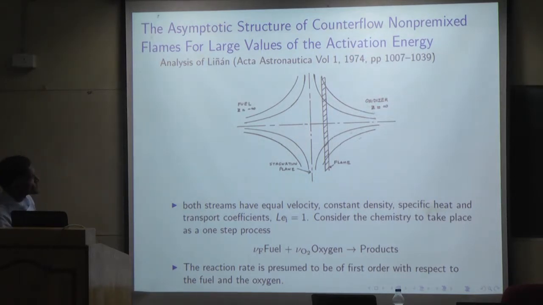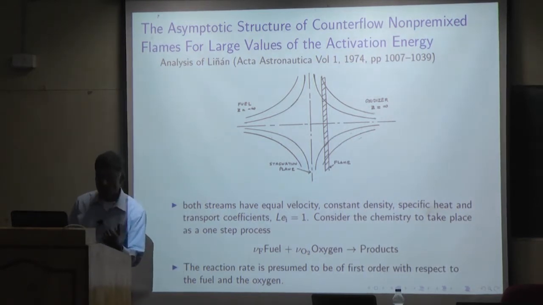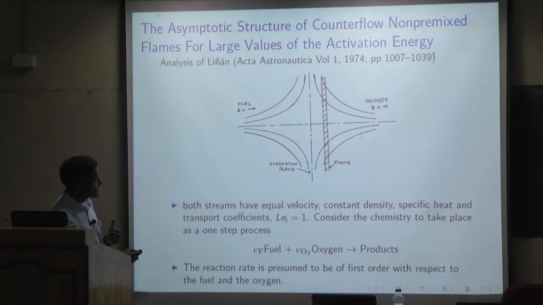Okay, now for simplicity in the analysis, Liñán assumed that the velocities that flow towards the stagnation plane are equal velocities. Okay, so it's equal velocities, and the Lewis number is 1. That means, we saw what the Lewis number was. It is the ratio of the mass diffusivity to heat diffusivity. Okay, and that's assumed to be 1. All right, so heat and mass diffuse at the same rate.